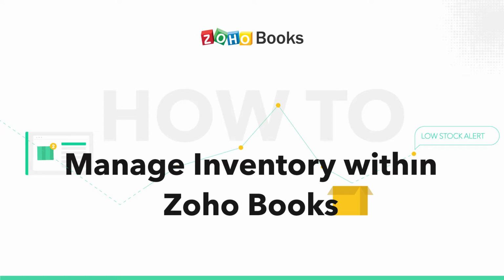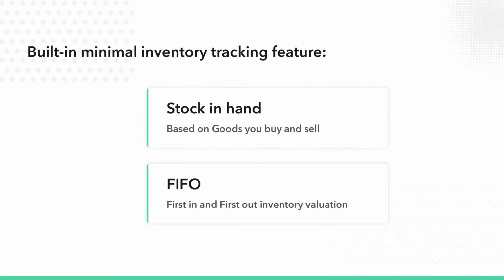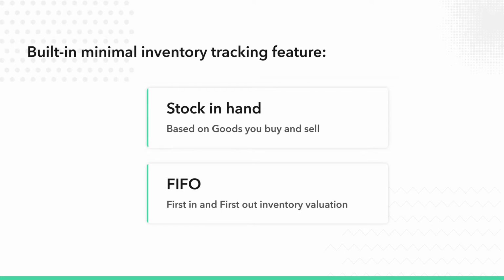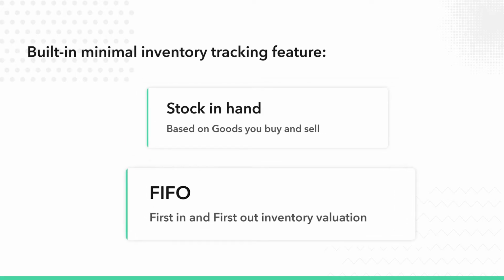Hi, in this video, let's see how you can manage inventory within Zoho Books. Zoho Books has a built-in minimal inventory tracking feature. By minimal, Zoho Books can keep track of the stock in hand based on the goods you buy and based on the goods you sell. Zoho Books follows first-in and first-out cost log tracking.